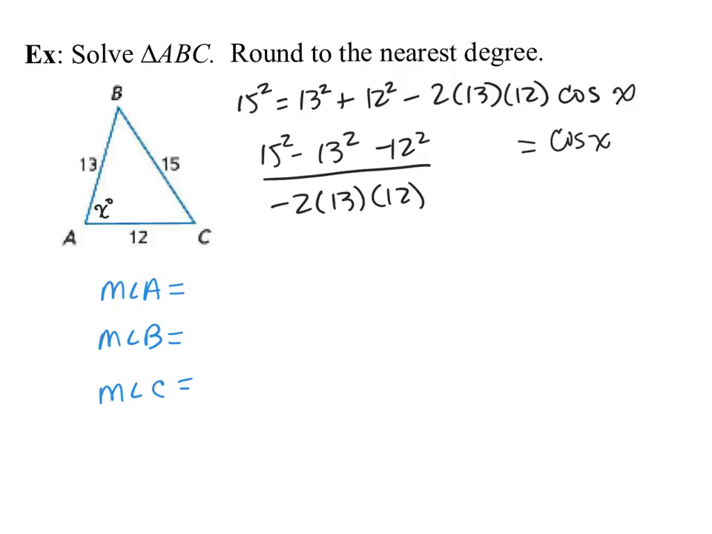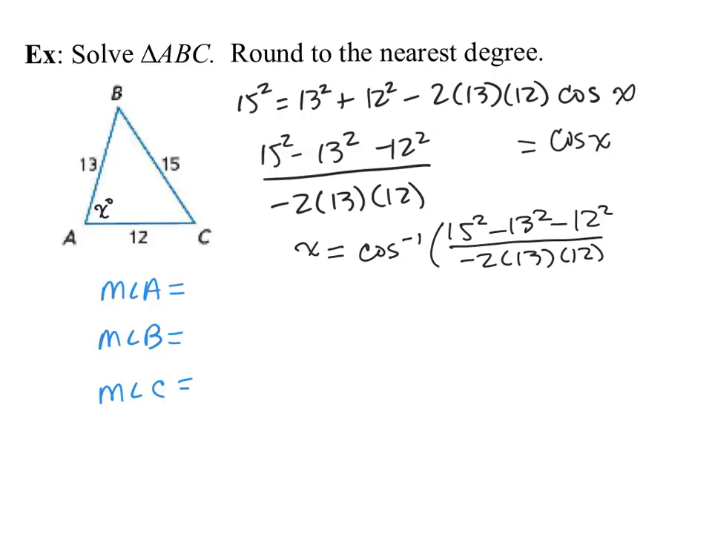So I'm going to turn this whole thing around and write it with the x on the left. x would be equal to cosine inverse of that ratio of 15 squared minus 13 squared minus 12 squared, all divided by negative 2 times 13 times 12. Grab a calculator, punch that in. Remember, these directions said round to the nearest degree, so x is approximately equal to a 74 degree angle. That gives us the measure of angle A: 74 degrees.